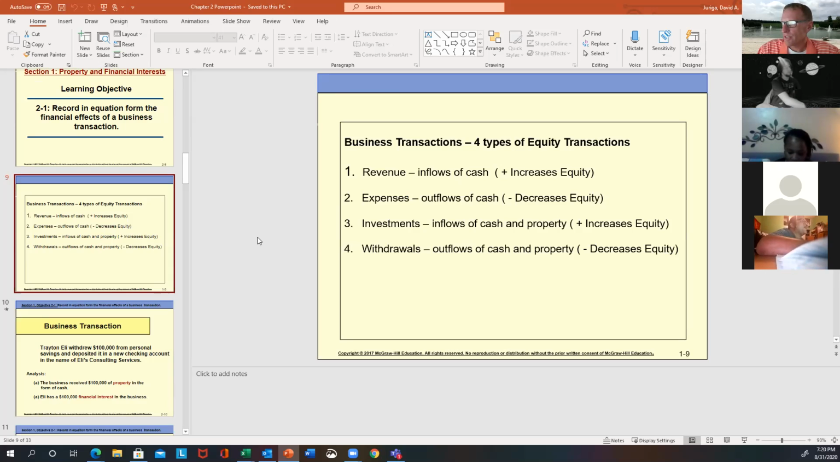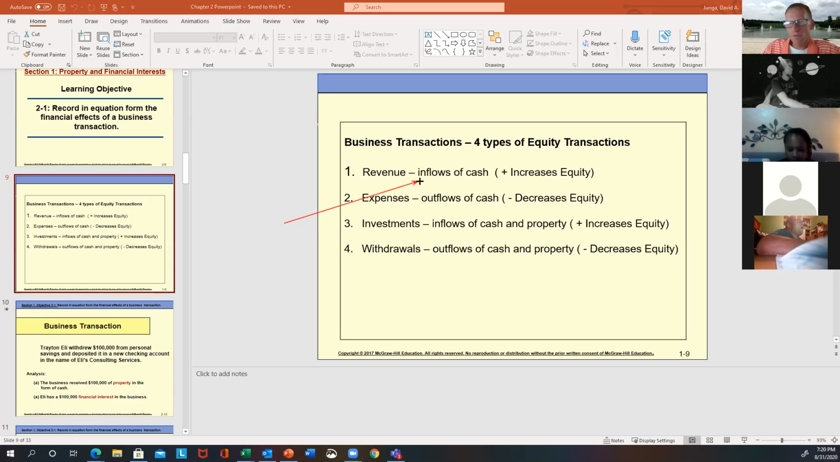Well, there are actually 4 types of transactions we're going to be looking at, and I call these equity transactions. In this framework, let me just go through each one of these. You'll notice we have revenue, expenses, investments, and withdrawals. There are 4 different categories. You've got to know these.